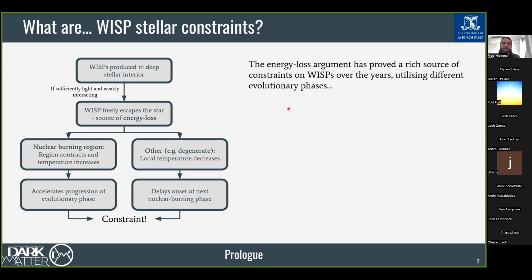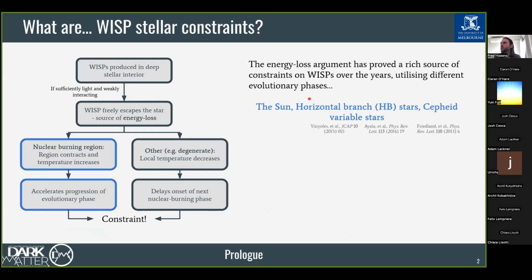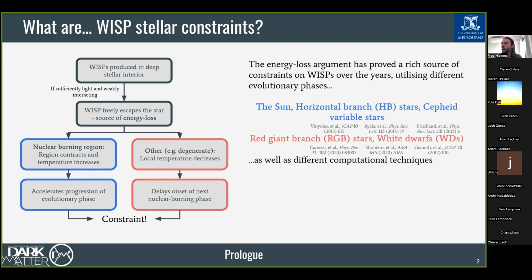Generally speaking, you can distinguish these constraints in two different ways. First of all, you could ask, what are the evolutionary phases being targeted? There are many examples of this. On the left-hand trajectory that I pointed out before, we have bounds from the sun, horizontal branch stars, which are low-mass helium-burning stars, and also Cepheid variable stars. These are more massive stars, which are a standard candle of cosmic distance measurement. For the right-hand trajectory, we also have bounds from red giant branch stars and white dwarfs.